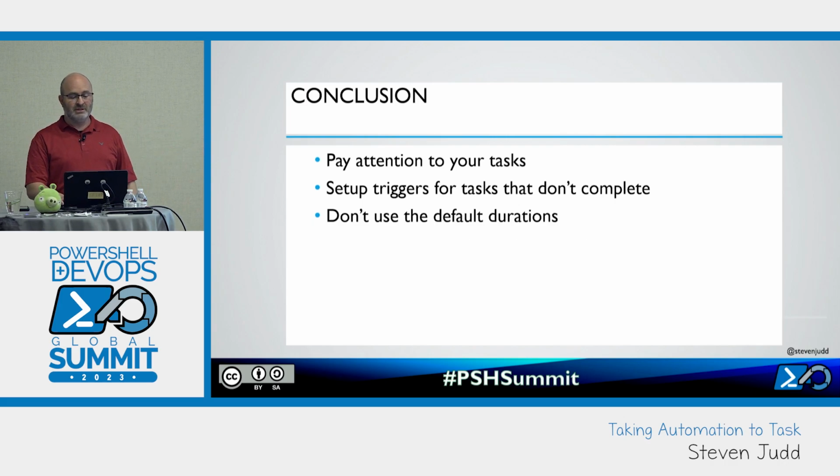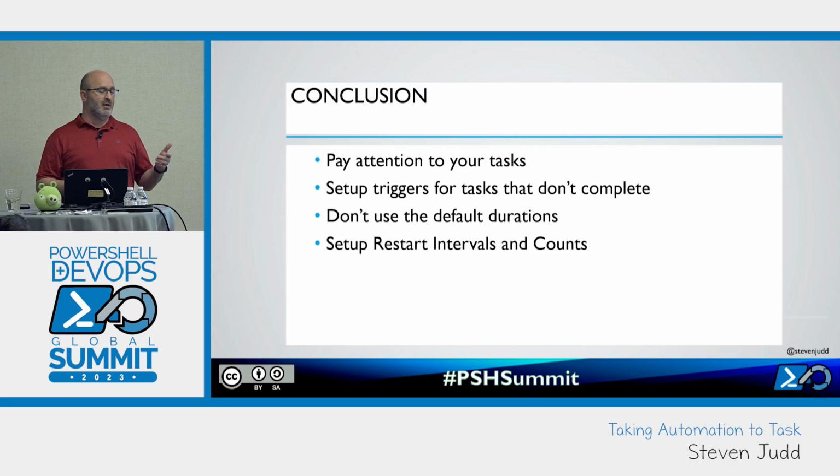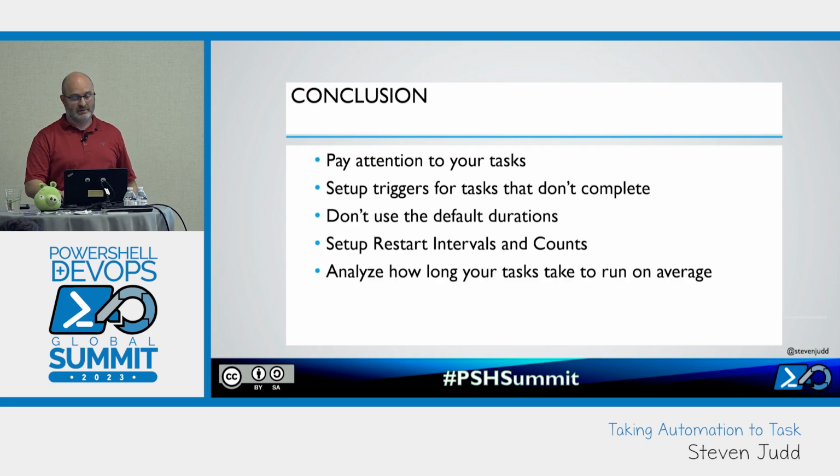Don't use the default durations. Set up restart intervals and counts. This is something I didn't even talk about, but in a task, I just had too much material. In a task, you can say, if you fail, here's how often I want you to retry and how quickly I want you to retry. So you can say, I want you to try 3 more times, but I want you to wait 10 minutes before you try again. So it fails, it crashes, wait 10 minutes, try again. If it does those all the way to the end, then do something else.